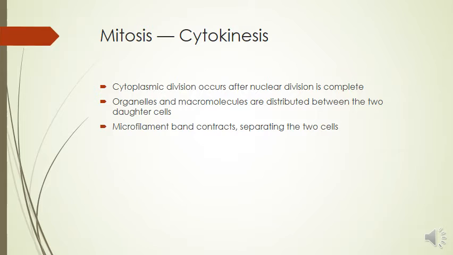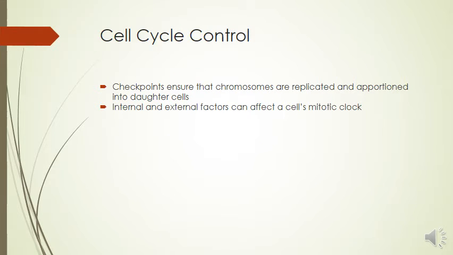And cytokinesis is where the cytoplasmic division occurs after nuclear division is complete. The organelles and the macromolecules are distributed between the 2 daughter cells, and a microfilament band contracts, separating the 2 cells. There are specific checkpoints that ensure that the chromosomes are replicated and apportioned into the daughter cells, and there are internal and external factors that can affect the cell's mitotic clock. We will be talking about these much later on when we are talking about cancer cells.